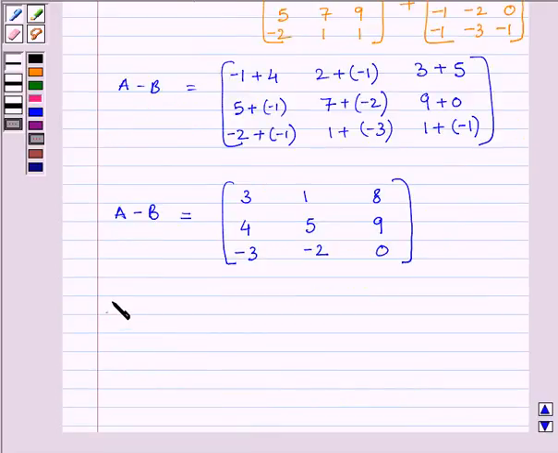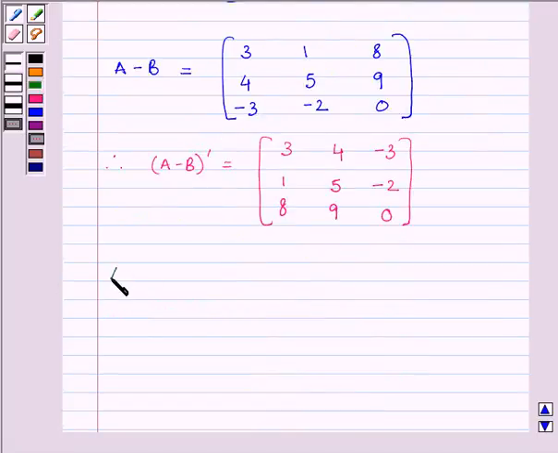Now, (A - B) transpose is equal to the transpose of [3, 1, 8; 4, 5, 9; -3, -2, 0]. The first row of A minus B will change into the first column of (A - B) transpose, the second row will change into the second column, and the third row will change into the third column. So (A - B) transpose is equal to the matrix [3, 4, -3; 1, 5, -2; 8, 9, 0].